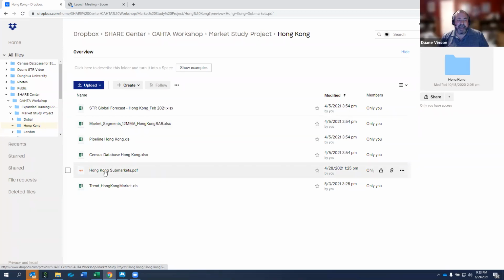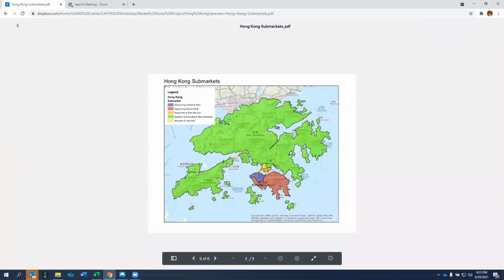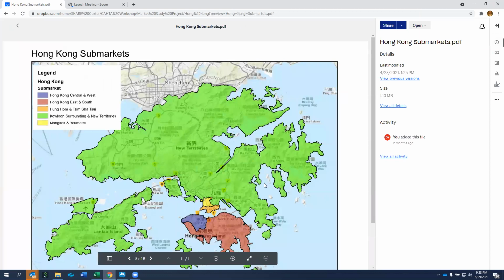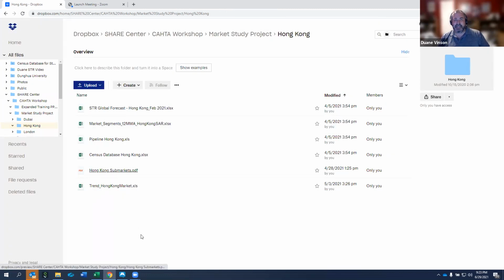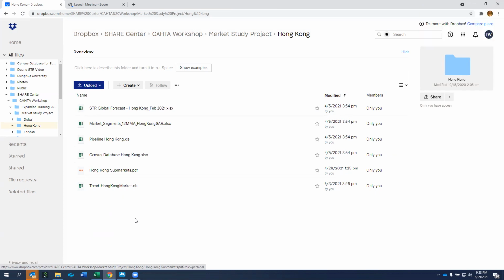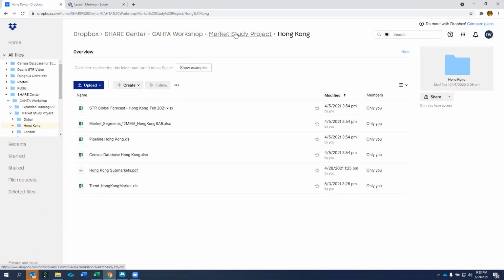I've also included a map there. This is going to be the map of your market. And it's also going to show the different sub-markets within your market and how they're defined. If you want to include that in your presentation on one of your slides as you're showing the overview of your market, certainly you can do that. Or if you want to include it in the market breakdowns, when you're talking about the sub-market performance in your market, you can include it there if you feel that's more appropriate.